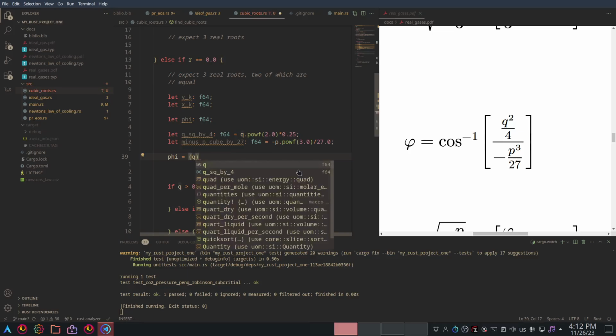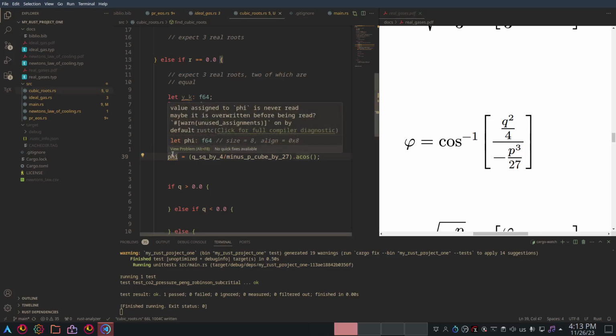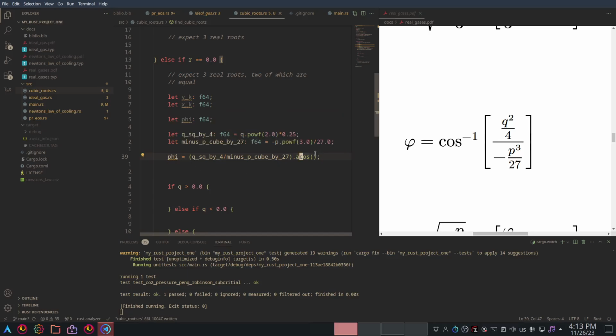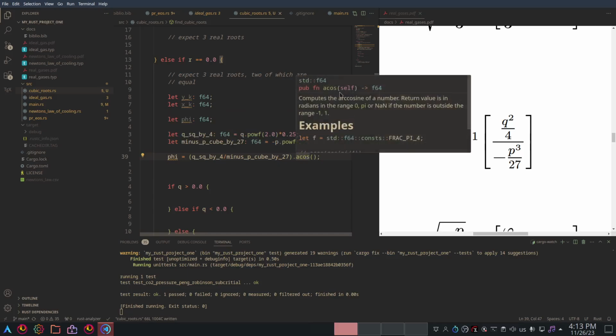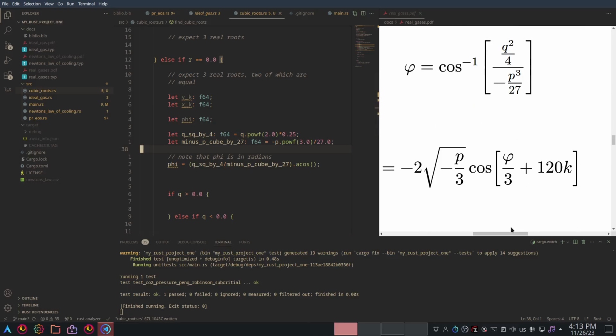So it's q squared by 4 divided by minus p cubed by 27, arc cosine, acos. Okay, acos. So this is how you do the cosine inverse. So this will get you phi. We'll need to check whether this works. So it computes the arc cosine of a number. Return value is in radians. So note that, I'll just write in the comments, note that phi is in radians.